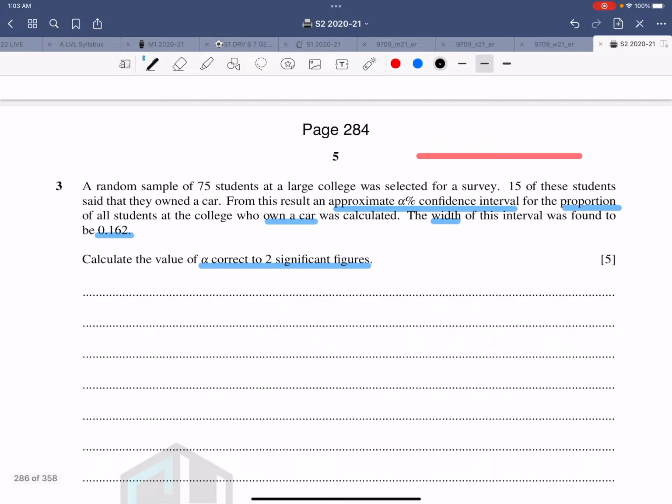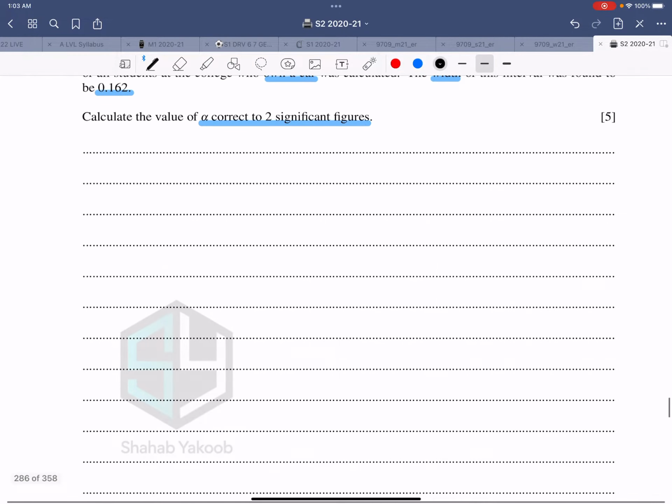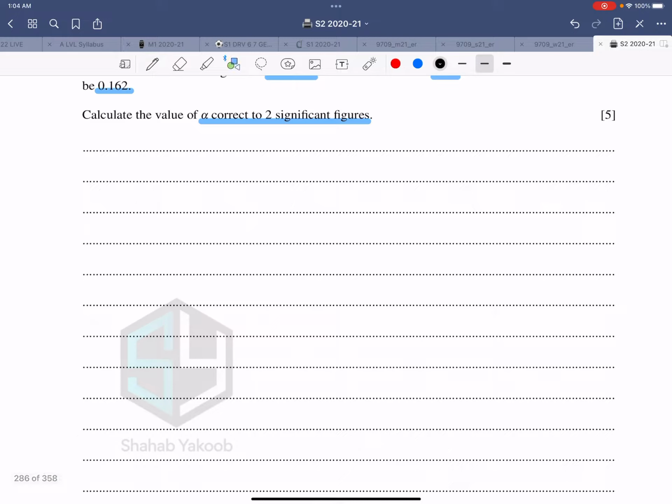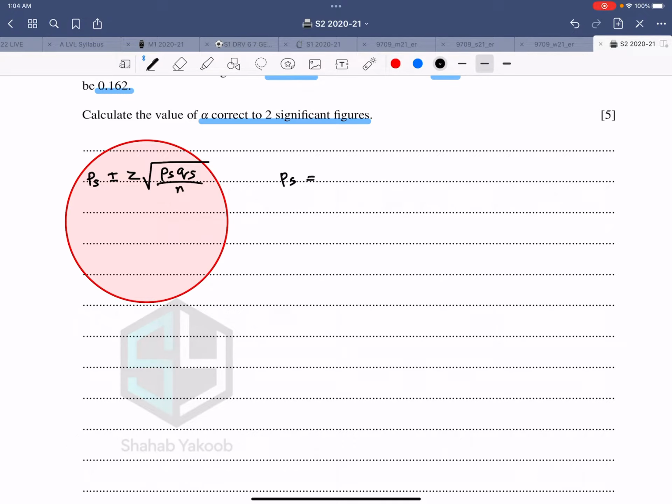This question is about a confidence interval for a population proportion. Now let's go back and revise what is in this concept. Basically, the first formula is PS, the proportion of success, plus or minus Z times the square root of PS QS over N. PS is the proportion of success. What is it in this case? We'll see it in a short while. QS is the proportion of failure, N is the sample size, and Z is a value that you get from the percentage.